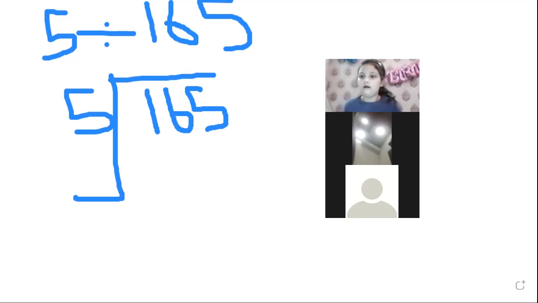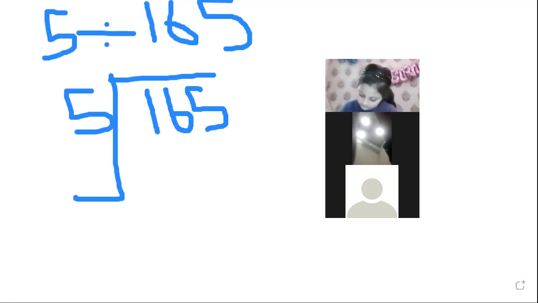Abira, what will we do? We will find a number which is less than 16. What is less than 16? 15. So tell me, 15 comes in the table of 5. How many times 5 is 15? Tell me, hurry up. Excellent, Abira. How many times 5 is 15? Tell me the table of 5.